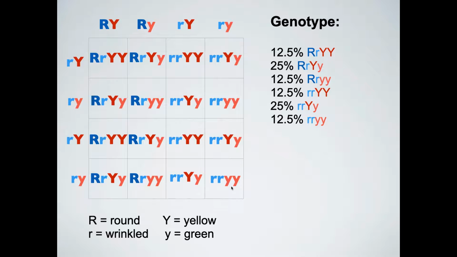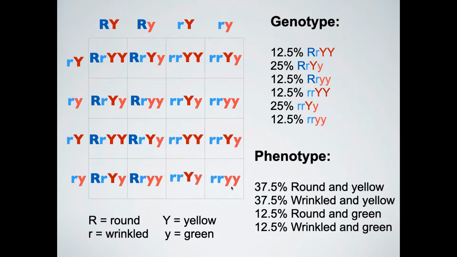And now what about the phenotypes? 37.5% are going to be round and yellow. See if you can figure out which ones would be round and yellow. And again, I like to color code. These would be our round and yellow children. And notice that these ones have at least one copy of each of the capital letters. That's the reason why.